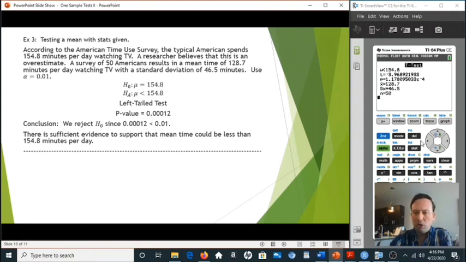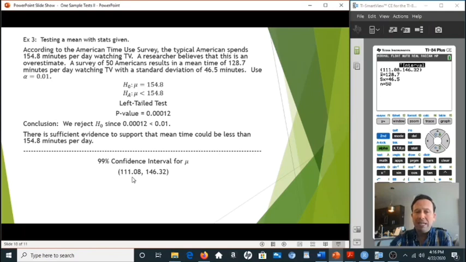Let's get the confidence interval. So now we're using stat and tests, number 8, the t-interval. Did everything update here? It needs X bar, it needs S, it needs N. My confidence level is wrong. It should be 0.99. Hit calculate. Bam, there's your interval. And remember, that's a 99% confidence interval for the mean.